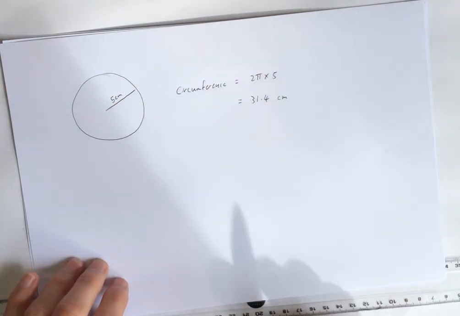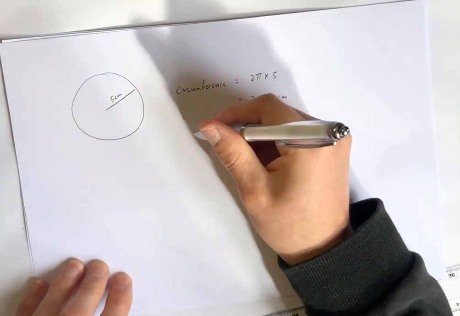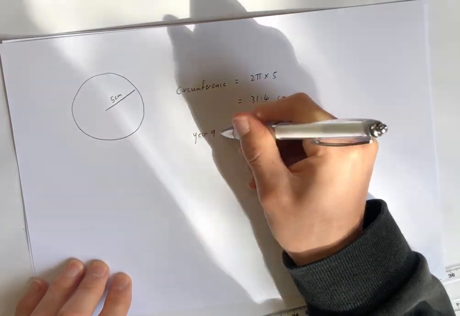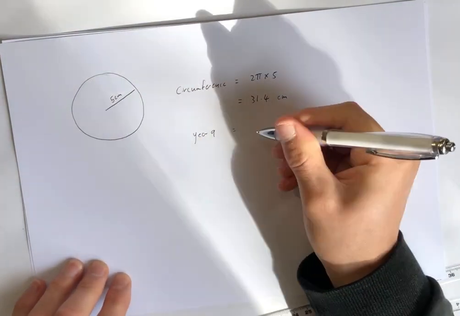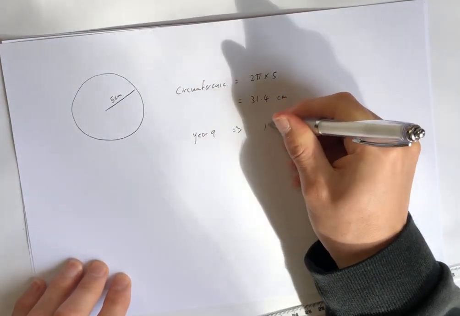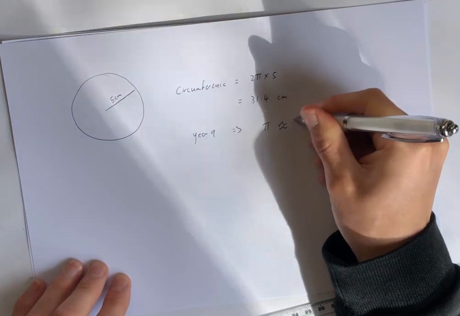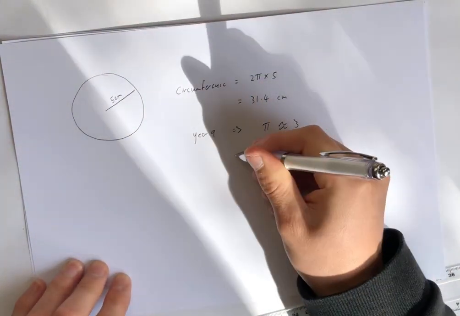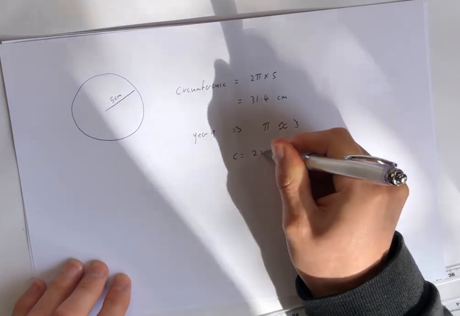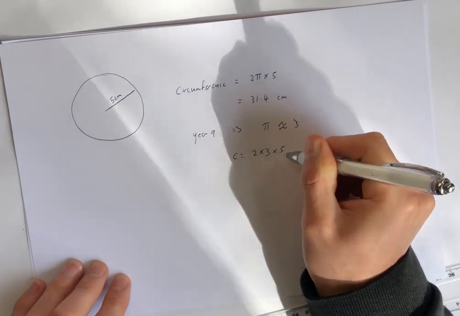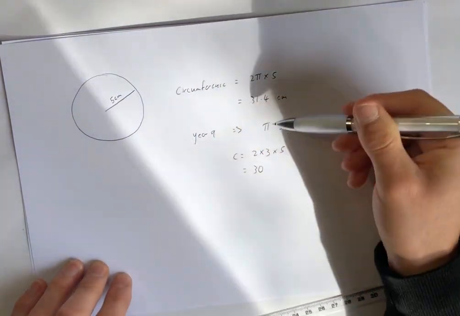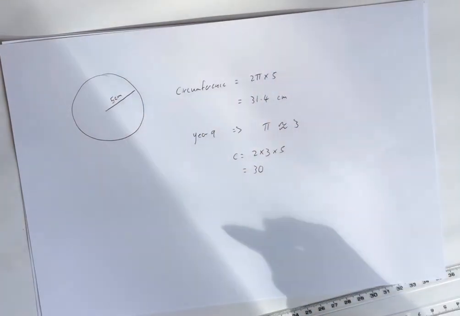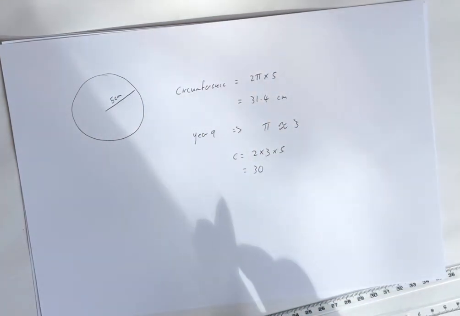And that's it. That is the length around the outside. If you're in year 9, at King's High School, when you're not allowed a calculator for the first year, we just say that pi is approximately 3. So circumference would be 2 times 3 times 5, which would be 30, which is pretty close. 3 is a pretty good estimate.